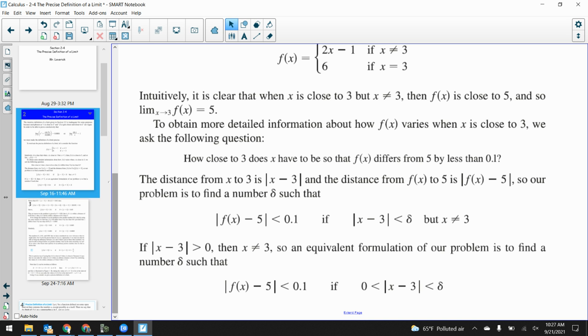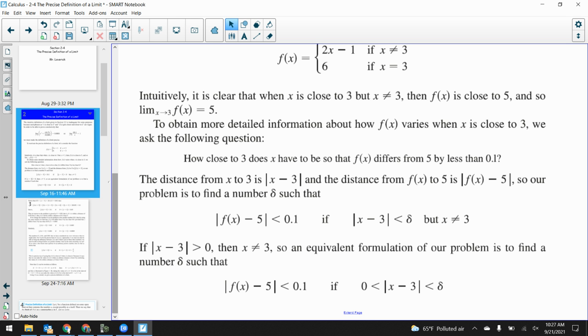So our problem is to find a number delta. That's delta. Okay, this is delta. The Greek letter, actually the lowercase Greek letter delta. This is uppercase delta. This is lowercase delta. It's kind of like a squiggly D. Right, there's delta. Kind of like a D with a squiggle on the top.